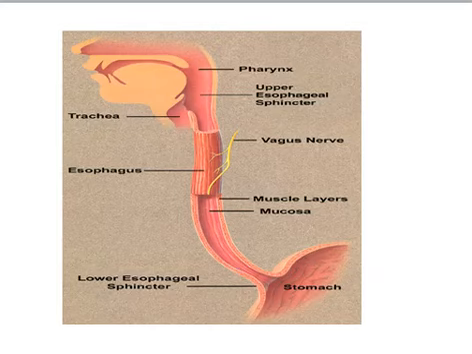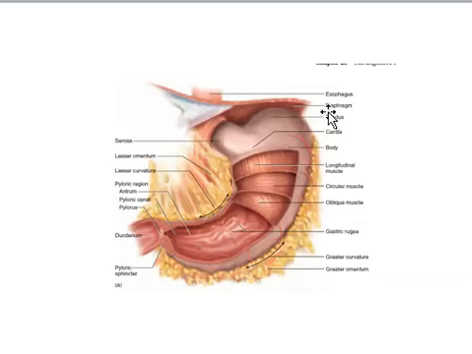Now we reach the stomach. This is the stomach of a human, and you see here that it looks like a J in shape and is located in the left abdominal cavity, the left upper quadrant, and we can define it as a muscular sac and it has four regions. The first one we call the cardiac region.